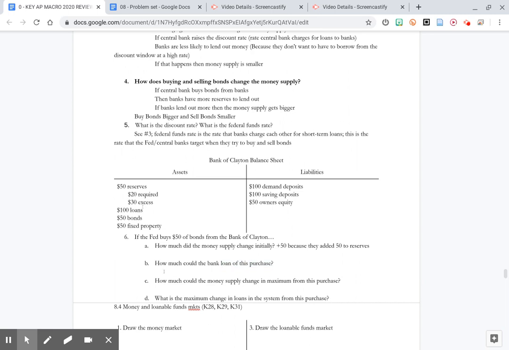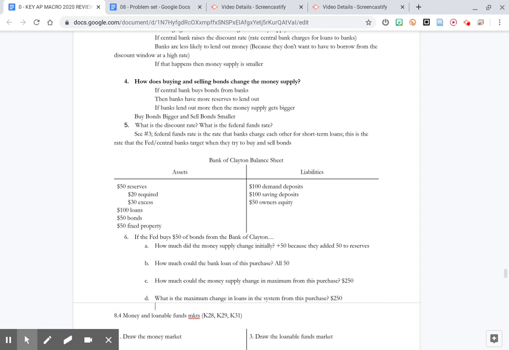How much could the bank loan of this purchase, right? So be careful with questions the way they're worded. We're not asking about how much could they loan of this 30, it's of that $50. And the bank could loan out all 50 because there's no reserve requirement on it. It's only the required reserves apply to demand deposits. How much could the money supply change in maximum? Well, we already figured out the money multiplier was 5, so 5 times 50 is 250. And then the maximum change in loans is always that same value.